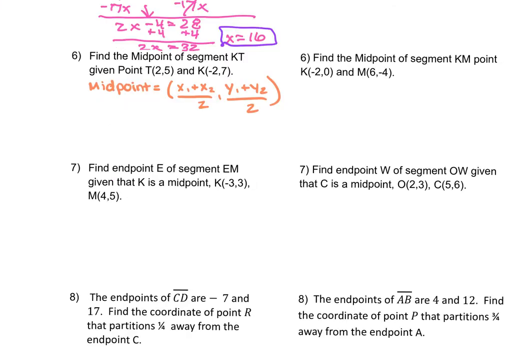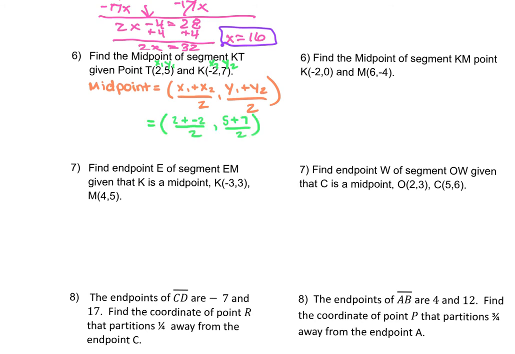All right, number 6 wants us to find the midpoint of segment KT given point T and K. So whenever we're given 2 point coordinates and we want to find the midpoint, we want to use the midpoint formula. If you notice, the midpoint formula has an x1, y1, x2, and y2. So we need to get that from the coordinates. So we're going to label our points as x1, y1, and x2, y2. Now we're going to plug them into the formula.